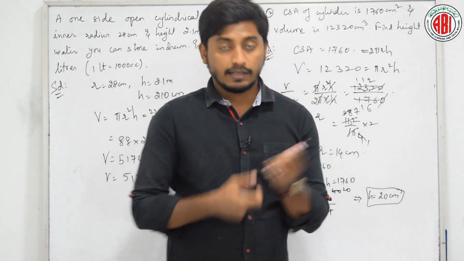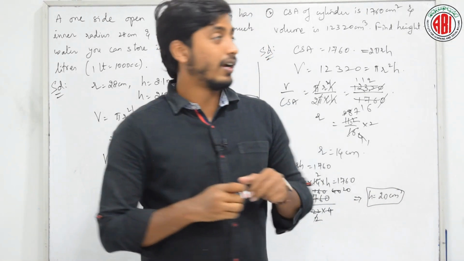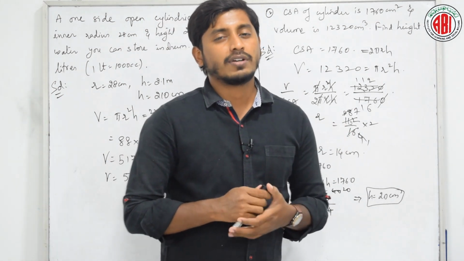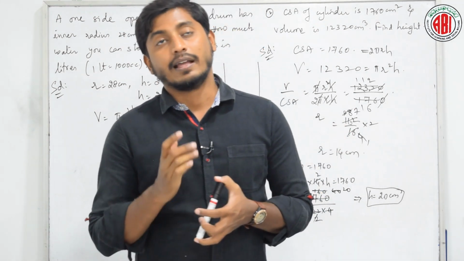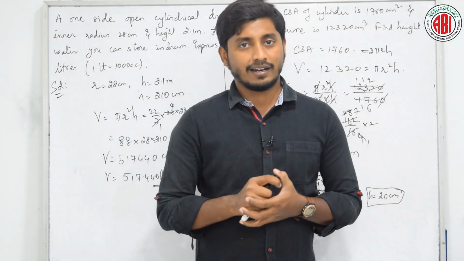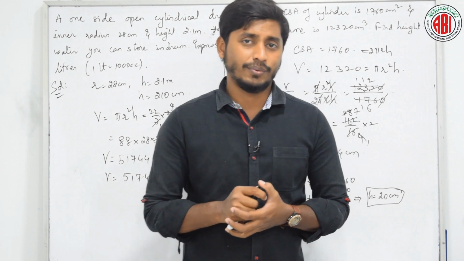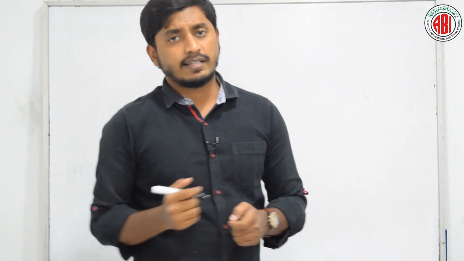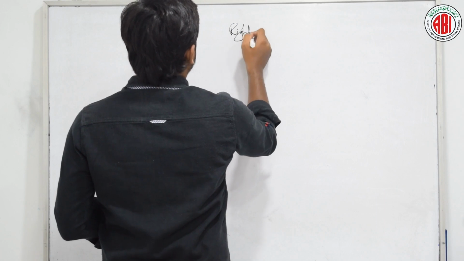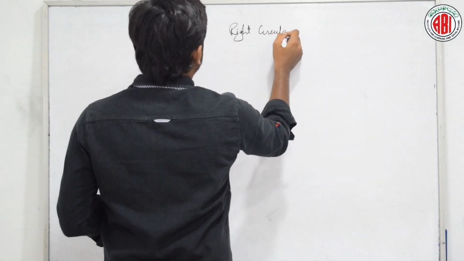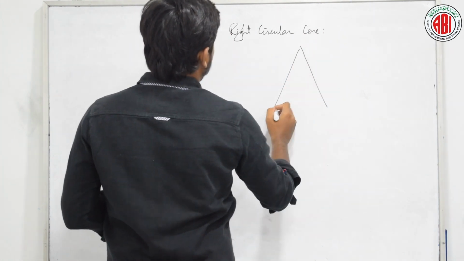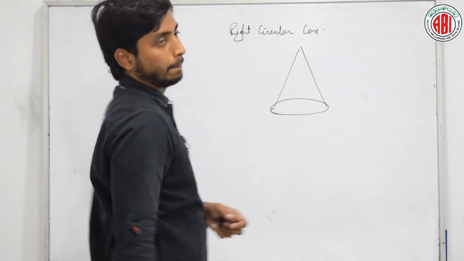Is it clear? Did you understand? These are all different problems of cylinder. Then what is the next shape we are going to discuss? That is cone. It is simply called a right circular cone. Shall we do? Let's see. Right circular cone. How does it look? Right circular cone. Tell me, that is nothing but a simple cone.